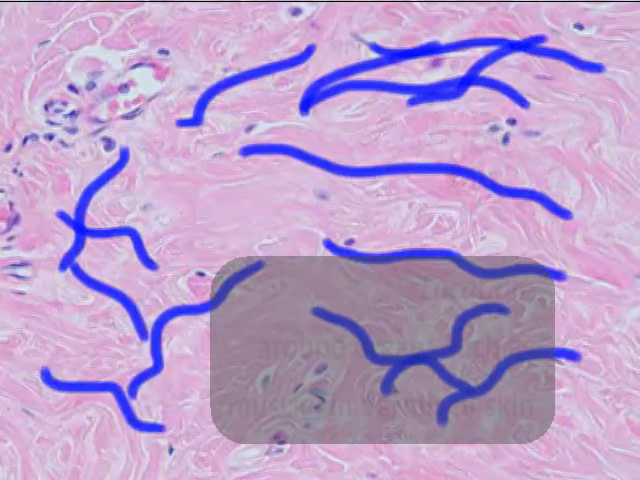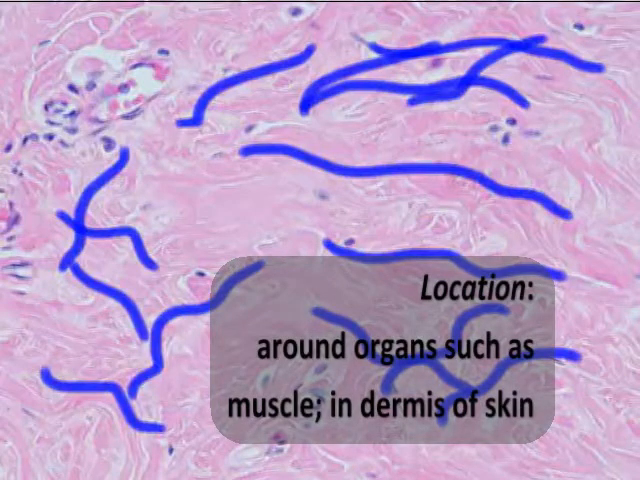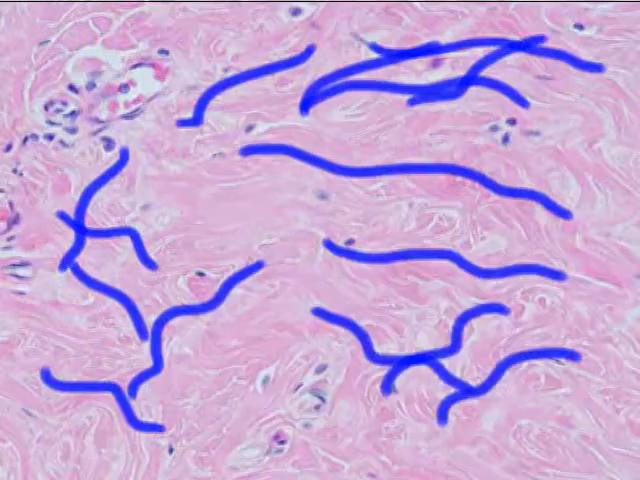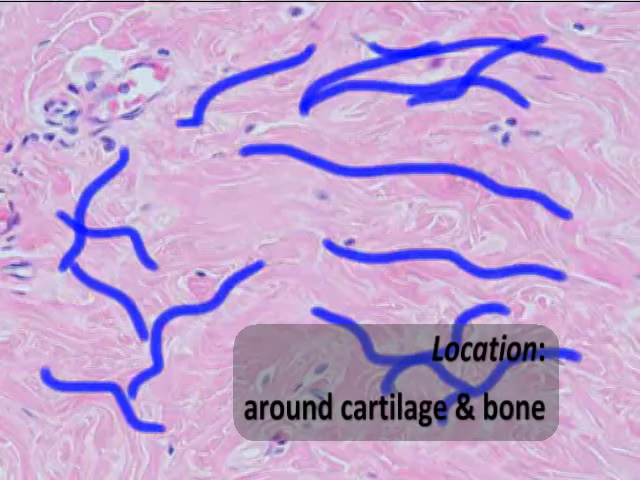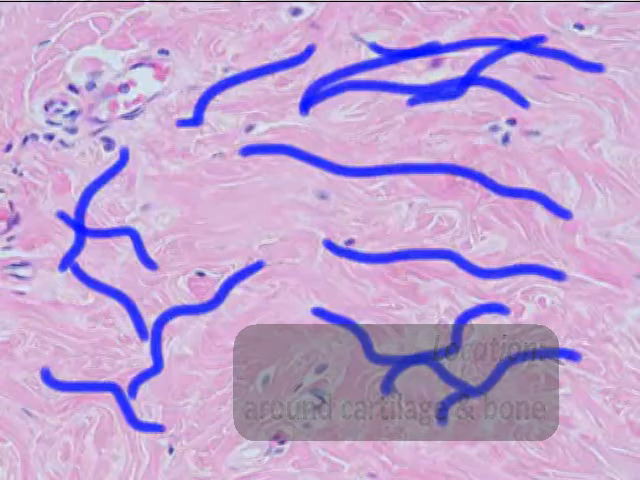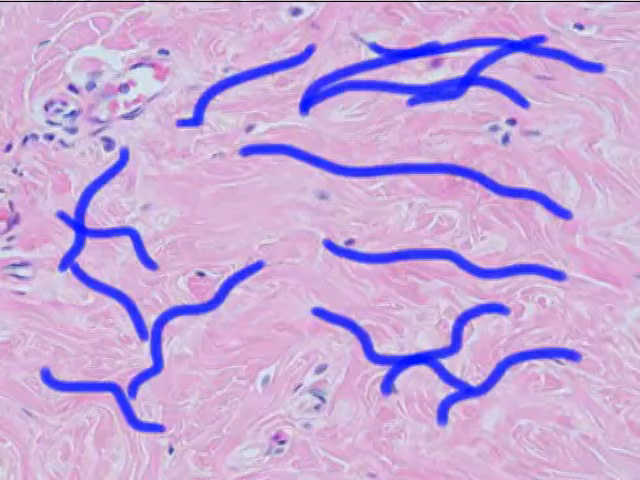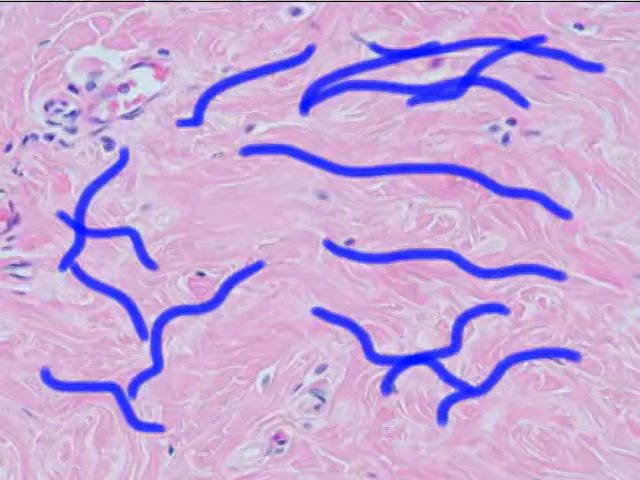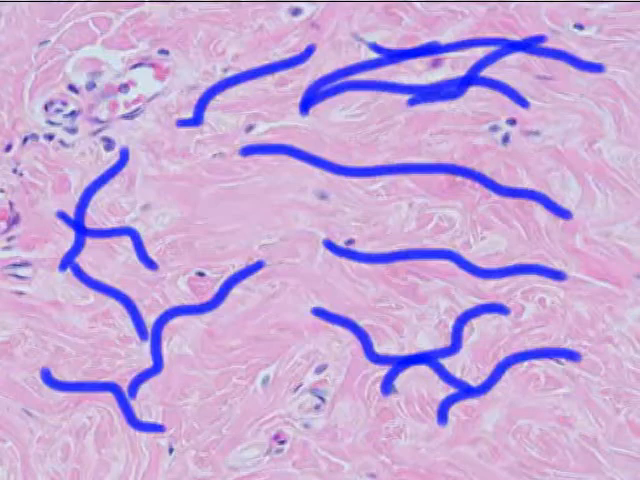We find it commonly wrapping around organs like the muscle. It's found as well within the skin and the thick dermis of the skin. It's also found as protective coverings around cartilage and bone in the perichondrium and periosteum, respectively. And it plays a role in joints as well, playing a supporting function in the joint capsule. So strength and support are huge benefits of having a lot of this dense irregular tissue around the body.